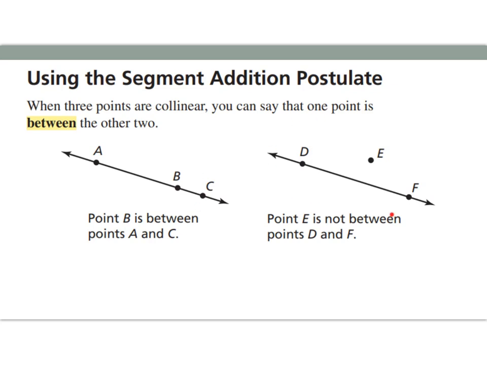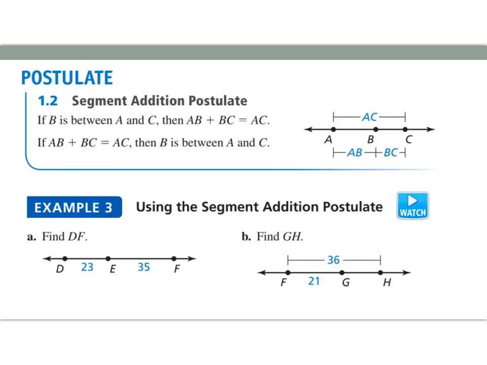When we look at this example over here on the right though, E is not on the same line as DF, therefore E cannot be in between D and F because they're not on the same line. So we would not be able to use this segment addition postulate with point E, but we could with point B.